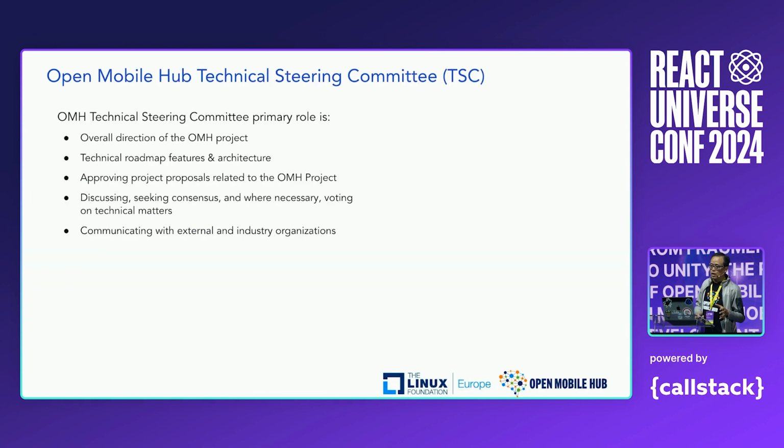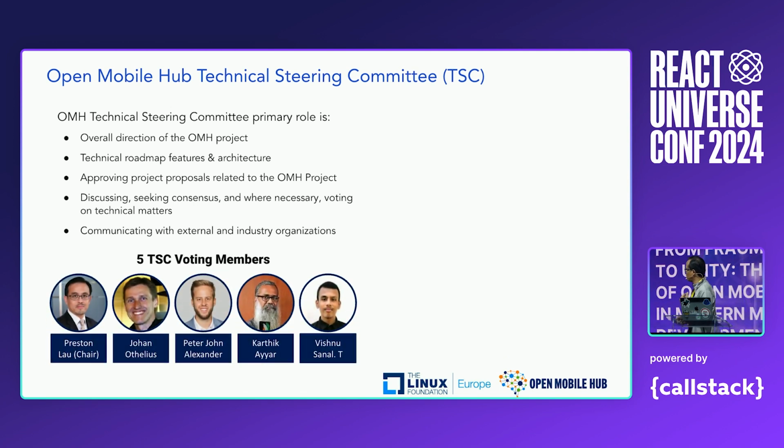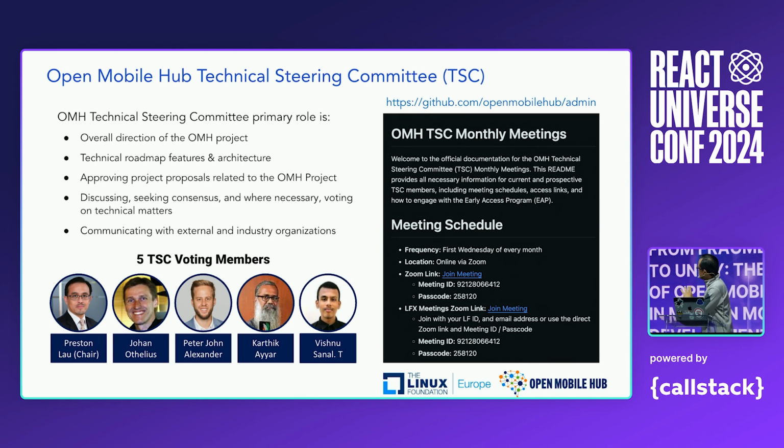The last part I want to mention is that I'm the chair of the technical steering committee. We have regular meetings every month, on the first Wednesday. We talk about the roadmap and some of the proposals we received, making sure the team agrees with the directions, and also communicating with all the external parties. Myself, along with 4 other companies, we are the 5 voting members. All this information is available on GitHub. Please go to the GitHub page, github.com/openmobilehub.